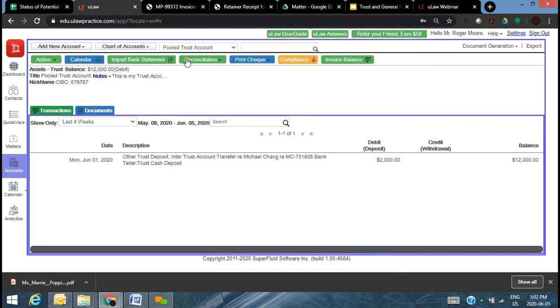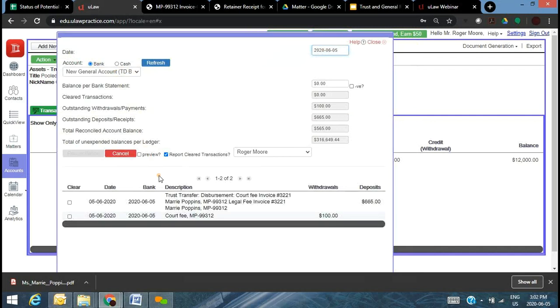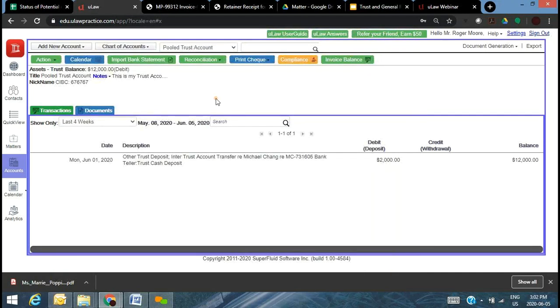Where else does this hit? It has also hit your general reconciliation. If I do my general reconciliation, and that's for my TD account, I guess this was for a different transaction. So the 665 was the trust transfer that we did for the 565 plus the 100 of 665. So this was for a different matter, MP. Oh, maybe it was for $100. Okay. May have done two. Okay, so money coming in, money going out.